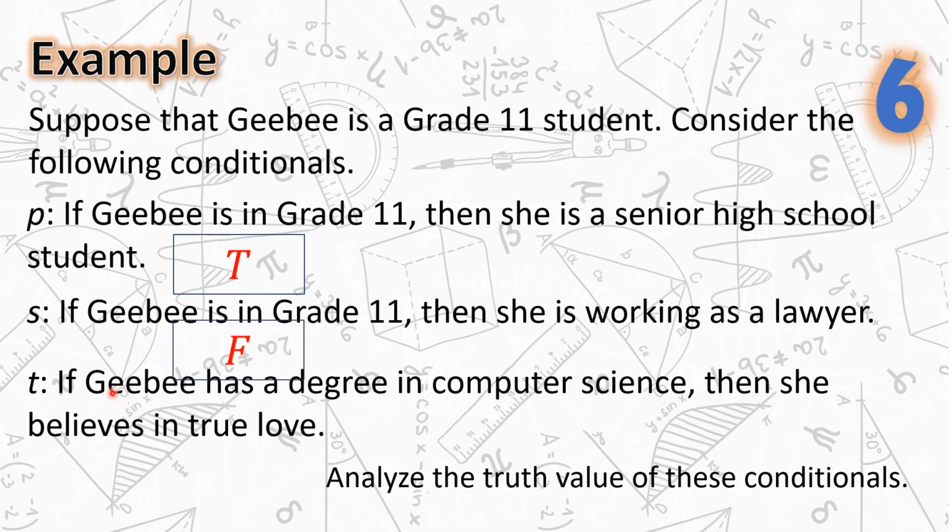Next, proposition T. GB has a degree in computer science. This hypothesis is false, because we know that GB is a grade 11 student. Let's go to the conclusion. Then she believes in true love. The conclusion is either true or false. However, the hypothesis is false, and by the truth matrix for conditional, regardless of the truth value of the conclusion, proposition T will be true.